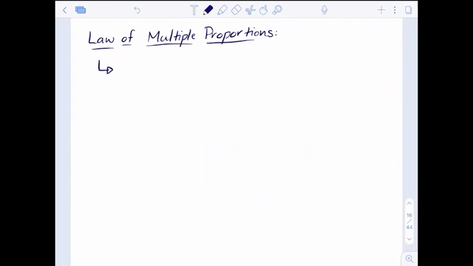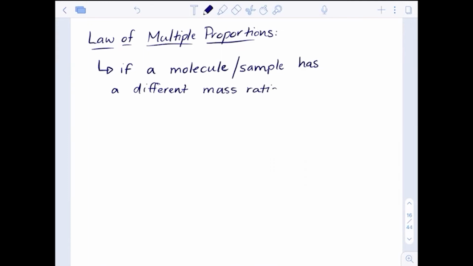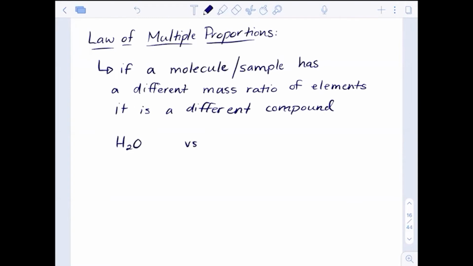We won't spend too much time on the law of multiple proportions, but what it clearly states is that if a molecule or sample has a different mass ratio of constituent elements, it's a different compound. H2O versus H2O2. Both consist of hydrogen and oxygen, but in a different ratio. Water versus hydrogen peroxide are different. They'll have different properties and different reactivities. That's what the law of multiple proportions says. We'll see that in a couple of other ways too.